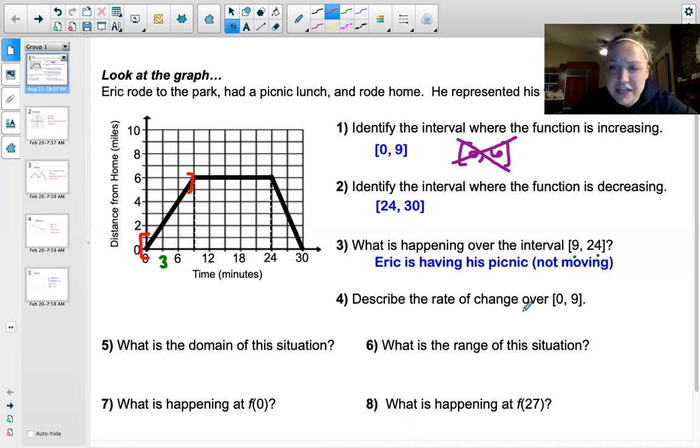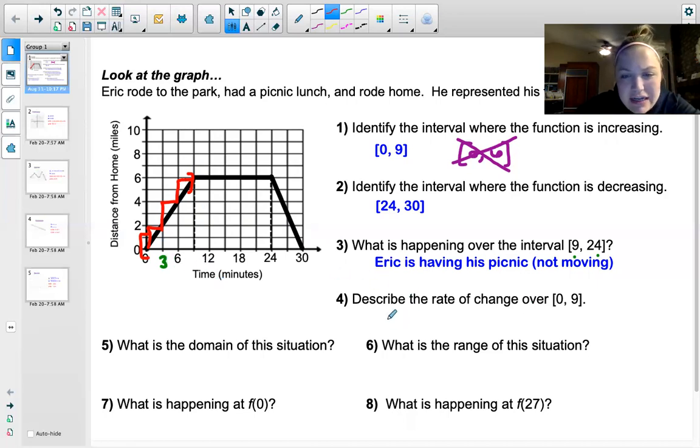So the rate of change, that means find the slope here. How far up to the right, up to the right, up to the right does this go? Well, I could count up to the right 1, up to the right 1, up to the right 1. So the distance from home increases by 2 miles every... And that is not going by 1 minute, that is going by 3 minutes.